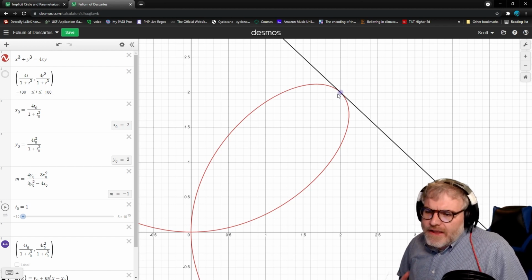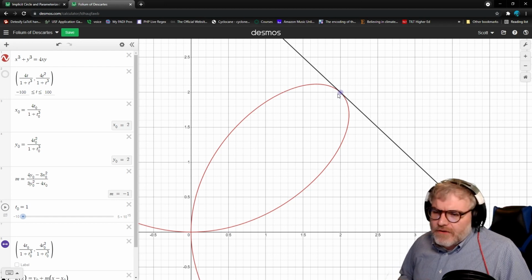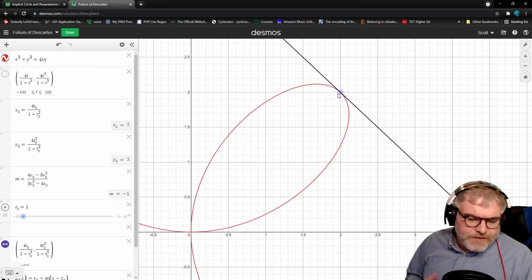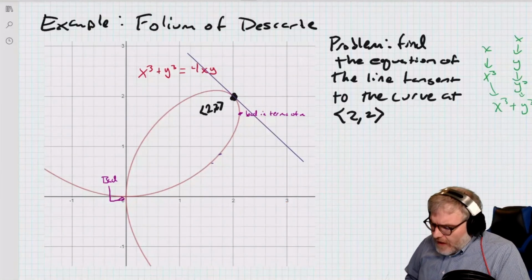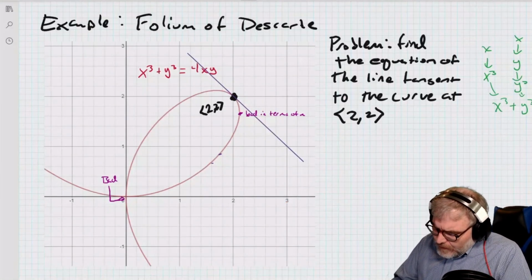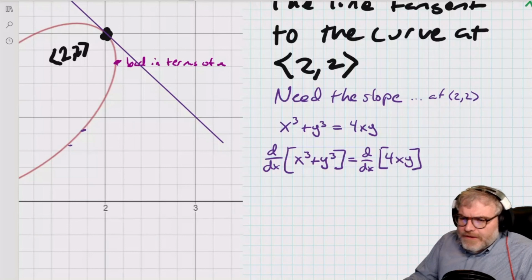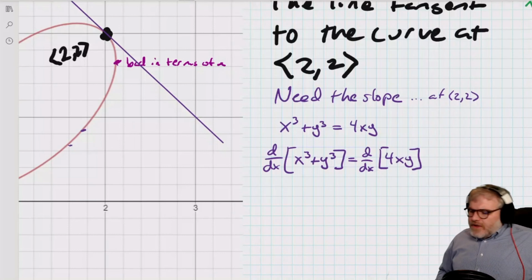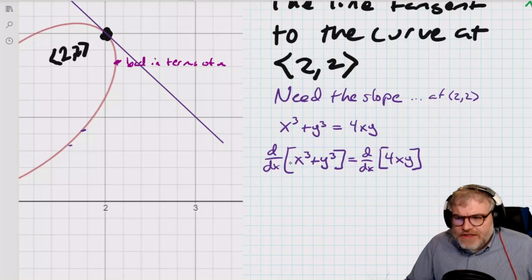Okay, so what we need is the y naught, which we have as 2, the x naught, which is 2, and then we need the slope of the line. To find the slope, we're going to implicitly differentiate this. So I took the derivative of both sides. Now, this one is going to be a sum rule. There's going to be some chain in here, but this side is actually pretty straightforward.